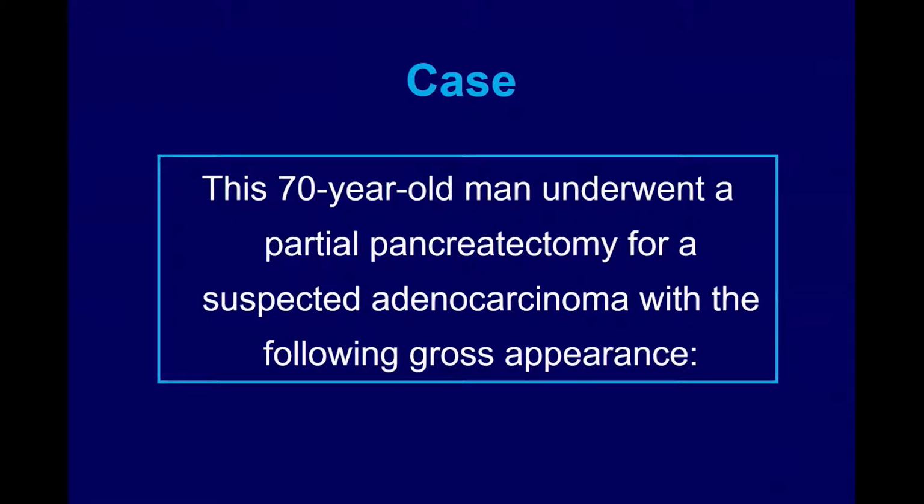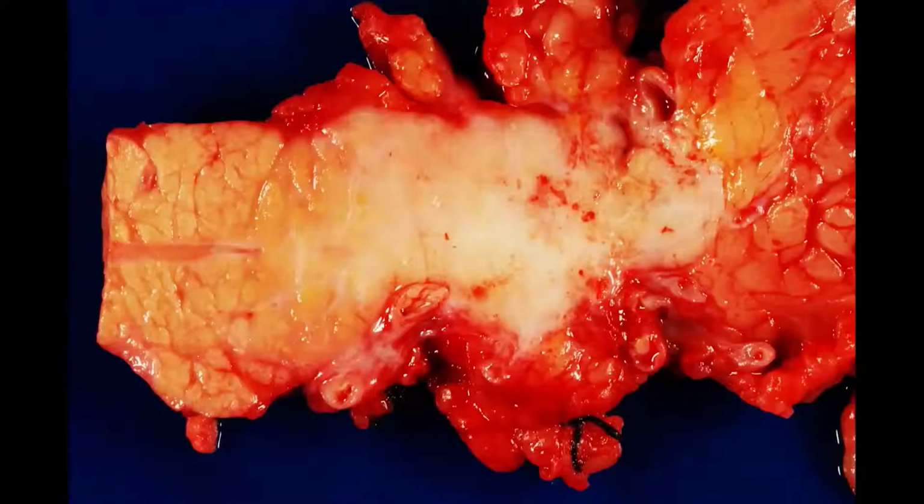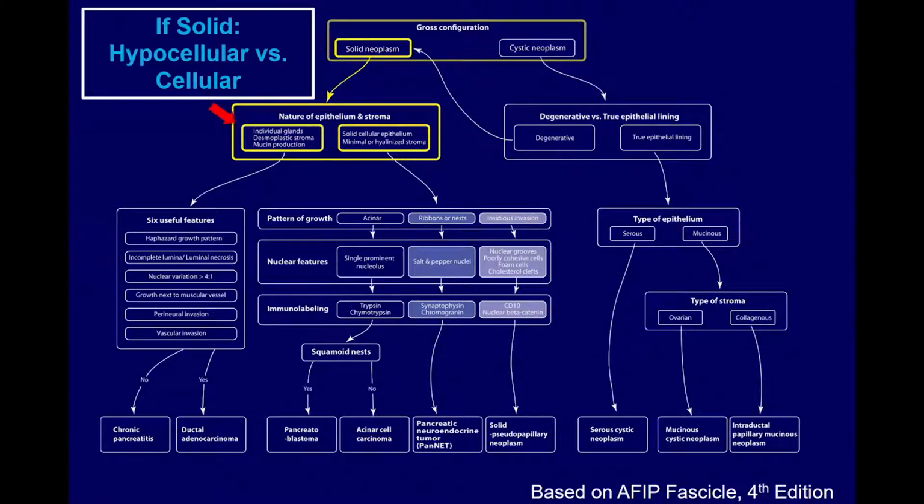First, we have a 70-year-old man who underwent a partial pancreatectomy for a suspected adenocarcinoma that had the following gross appearance. So here's our lesion. We can see a little bit of normal pancreas here, and we can follow that pancreatic duct back, and all of a sudden it abruptly narrows and stops, and then we have this large lesion that looks grossly infiltrative, right? We can see it creeping into fat. It has this very dense, serous look, very fibrotic, very irregular border. So we know we have a solid neoplasm in our algorithm.